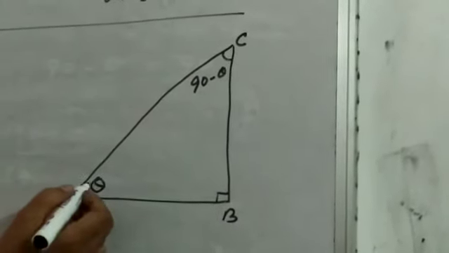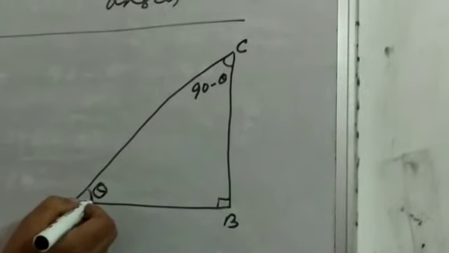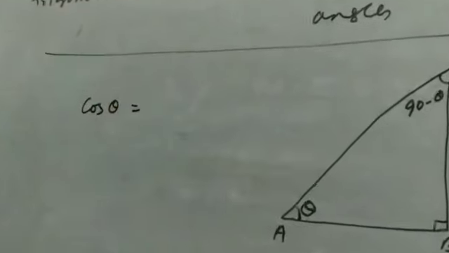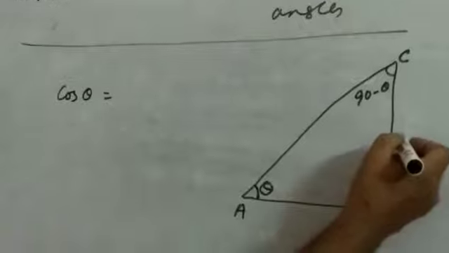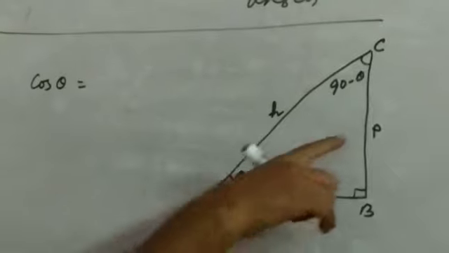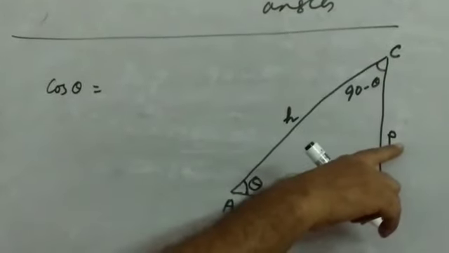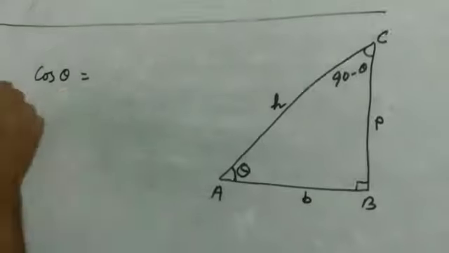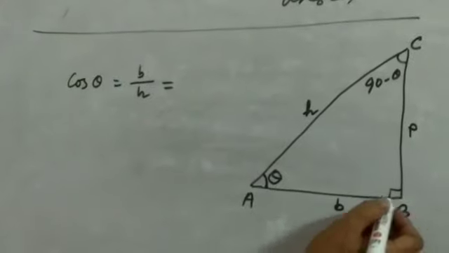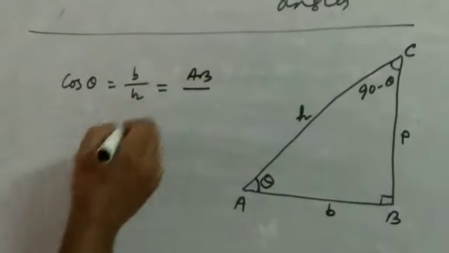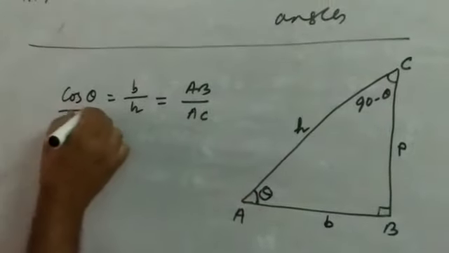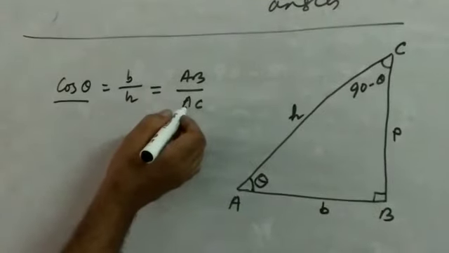Now, with respect to theta, we will find the value of cos theta. With respect to angle theta, side BC is the perpendicular, AB is the base, and AC is the hypotenuse. The cos theta formula, you know, is B by H. Here base is AB and hypotenuse is AC. So with respect to angle theta, cos theta in this triangle is AB by AC.